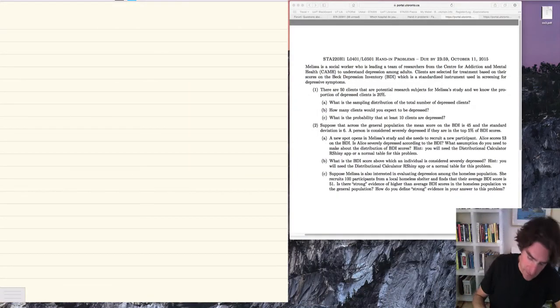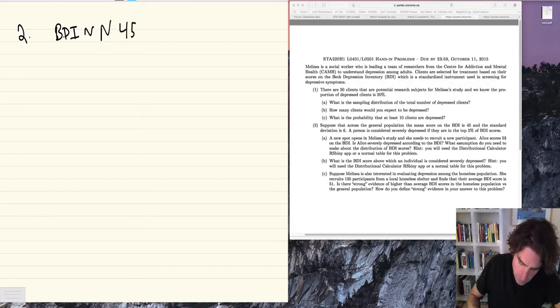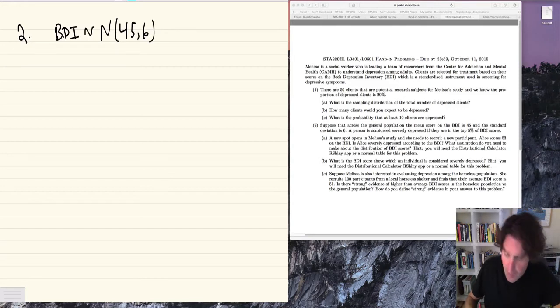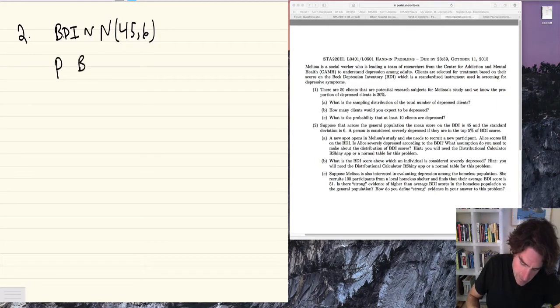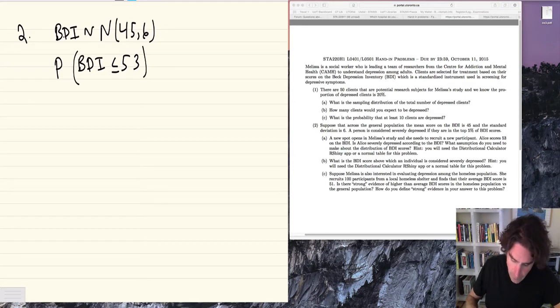Well, what we have here is that BDI follows a normal distribution with mean 45 and standard deviation 6. So Alice scores 53. So what's the probability of a BDI at most as large as Alice's score? Well, that's the probability that BDI is less than or equal to 53. So how can we calculate that probability?